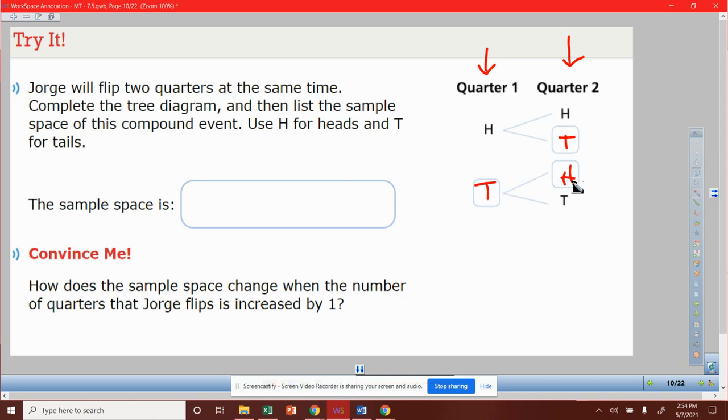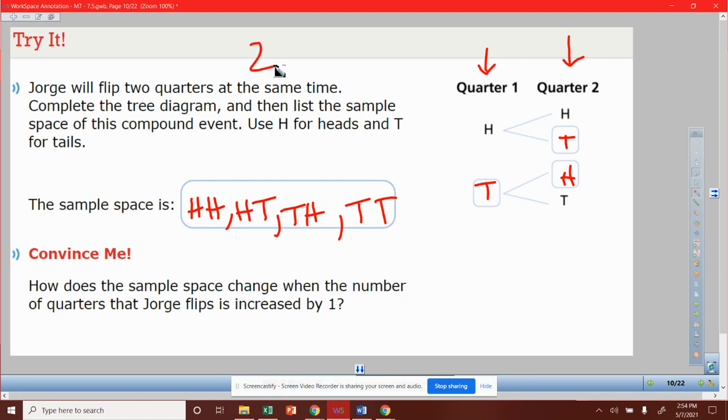So what we can get, you're going to go through the tree, but you can get a heads and then a heads, or you can get a heads, then a tail combination, or you can get a tail, then a heads combination, or you can get a tail, tail combination. And this is the kind of answer we expect.